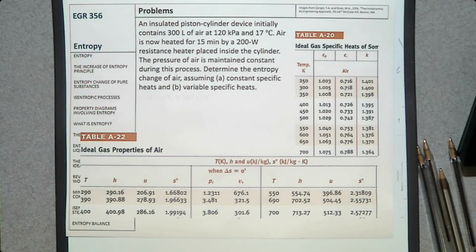An insulated piston cylinder device initially contains 300 liters of air at 120 kilopascal and 17 degrees Celsius. This air is now under heating process for 15 minutes by a 200-watt resistance heater placed inside the cylinder. Okay, and the pressure of air is maintained constant during this process. So it's a constant pressure process. Determine the entropy change of air, assuming constant specific heats and variable specific heats. So let's do that.